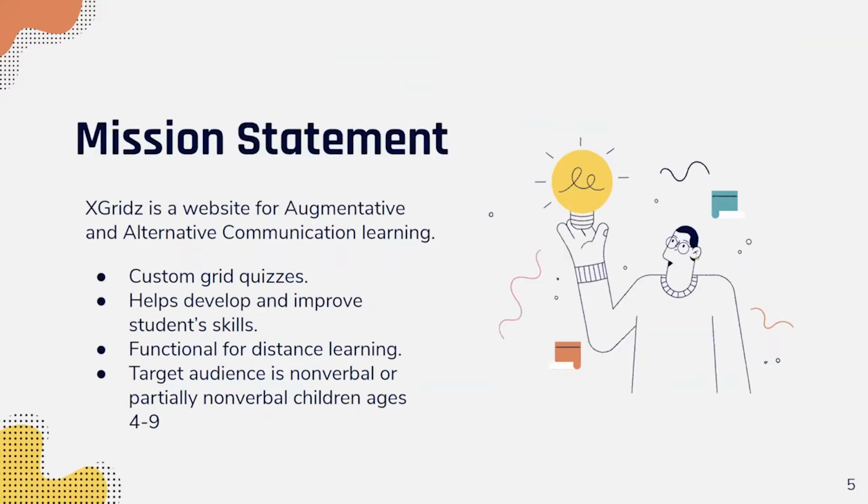So to give a quick overview of our product, XGridZ is an augmentative and alternative communication learning tool, allowing instructors to create custom grid quizzes for each student to help develop and improve their skills, and also help instructors with their next steps in their educational plan. And it's easily accessible to both students and instructors through a website and functional for both in-person and distant learning. And our target audience is nonverbal or partially nonverbal children ages 4 to 9.